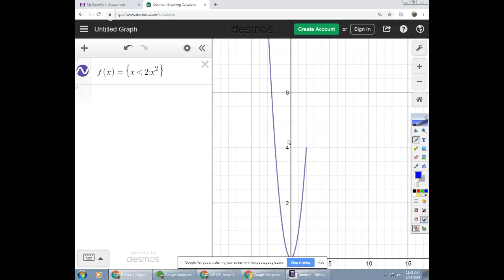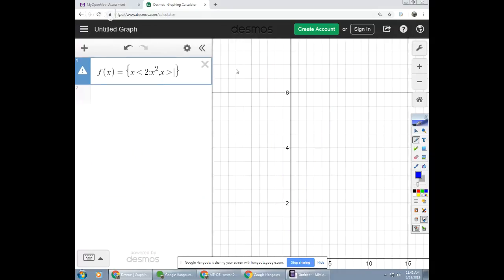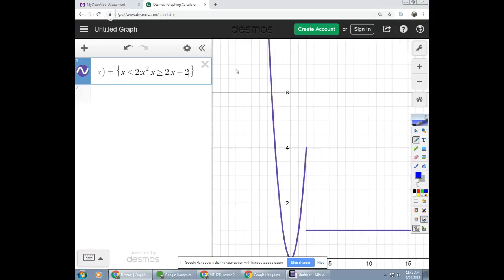If you want to continue with other pieces, then you do a comma, and then same idea. What's your condition? X is greater than or equal to, you just type greater than, then equal to, and it throws them together for you. Then a colon, what's your formula? X plus 2. Oops, what did I do wrong? Oh, a colon, sorry, not a comma, a colon. There we go. And it says, there's your picture. So it's always restriction, colon, function, comma, restriction, colon, function, and so on.